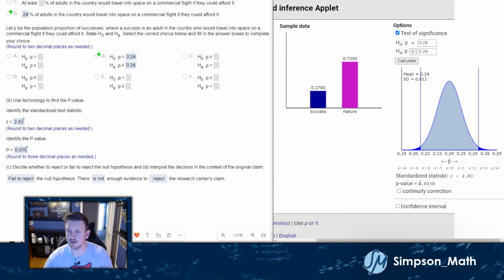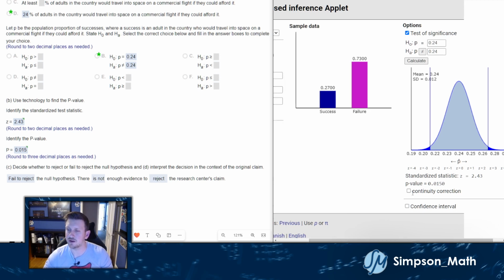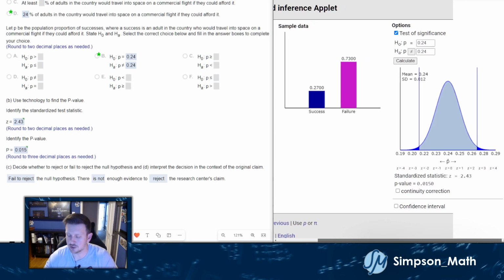Then in addition, we have our p-value, which is 0.0150. That's great. Don't worry about the continuity correction. That's acknowledging that this distribution is a little bit discrete, like the binomial distribution, but we're not doing that. There are a few other shortcut things if you need to show some work.